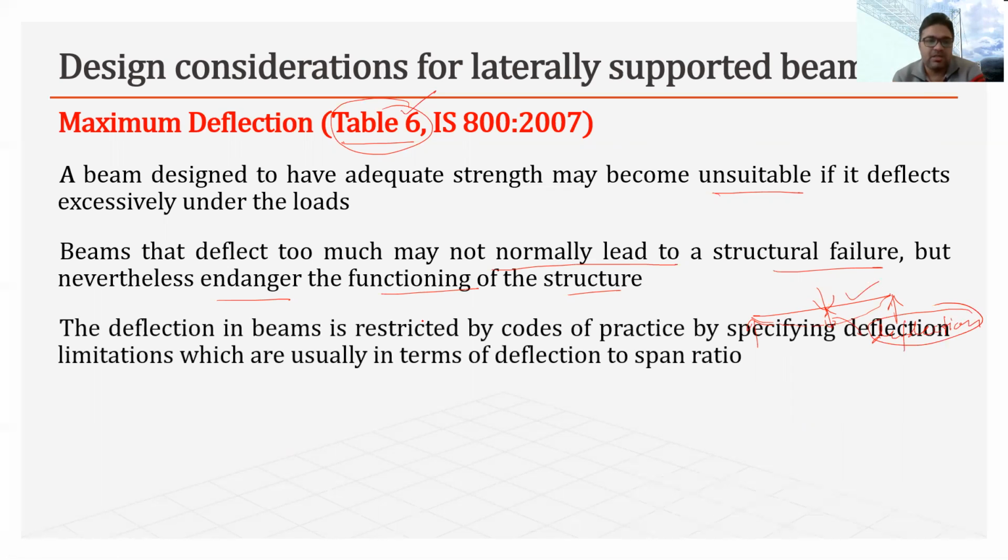That is why the deflection in the beam is restricted by the code of practice by specifying deflection limitations, which are usually in terms of the deflection to span ratio. We will look at this in more detail when we solve the numerical.